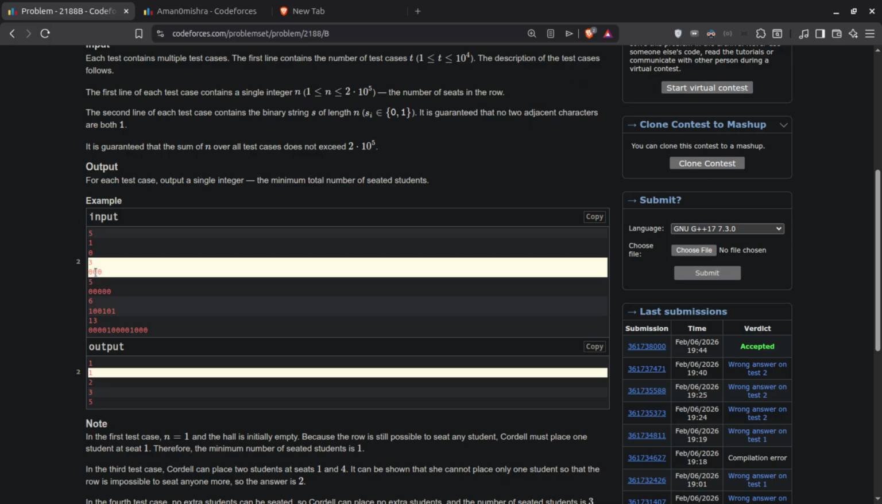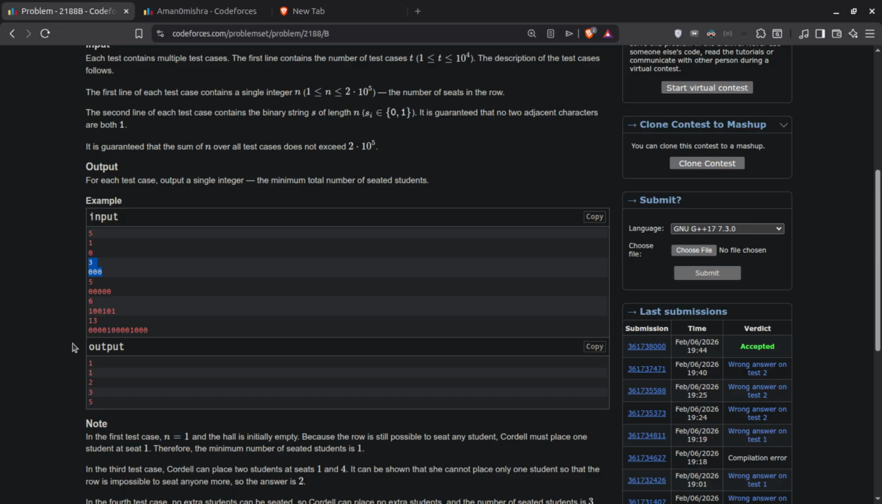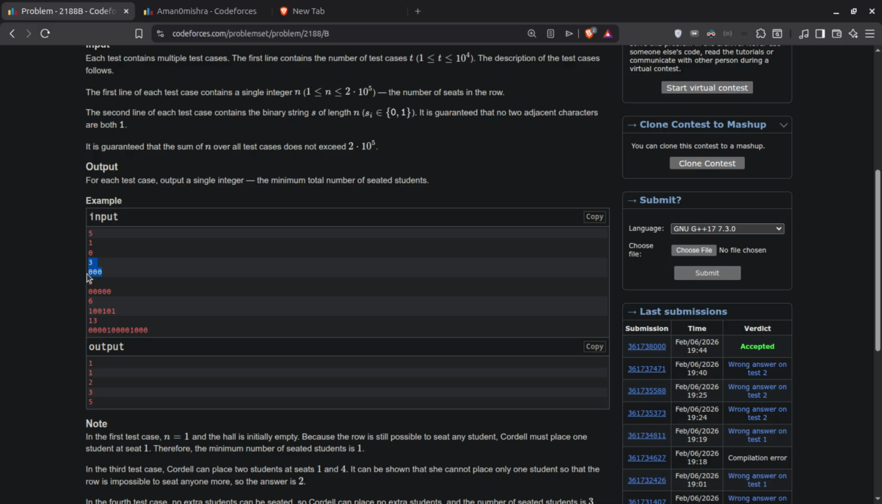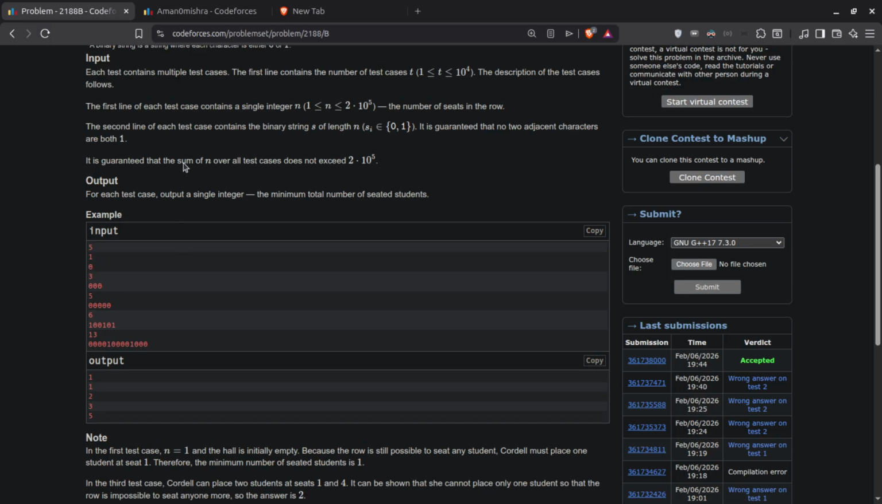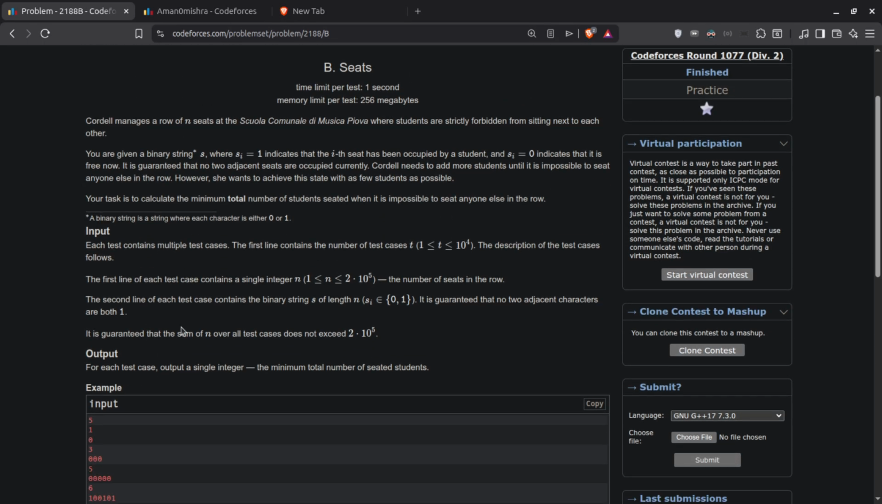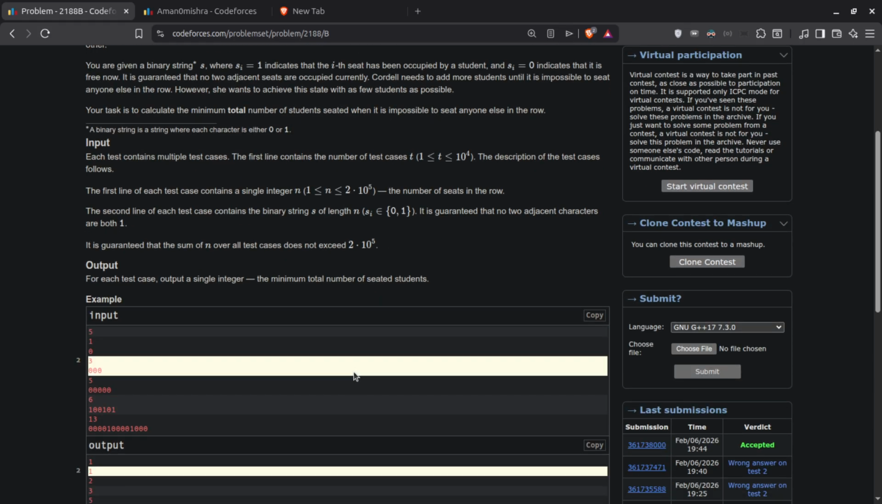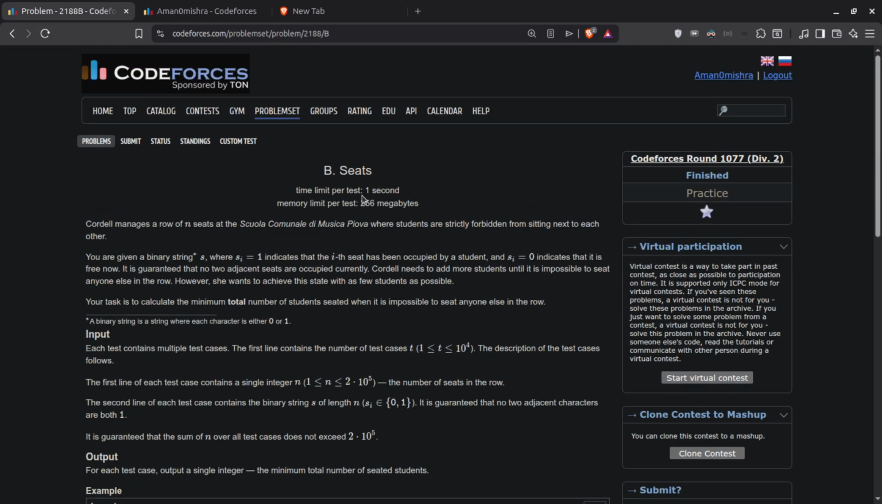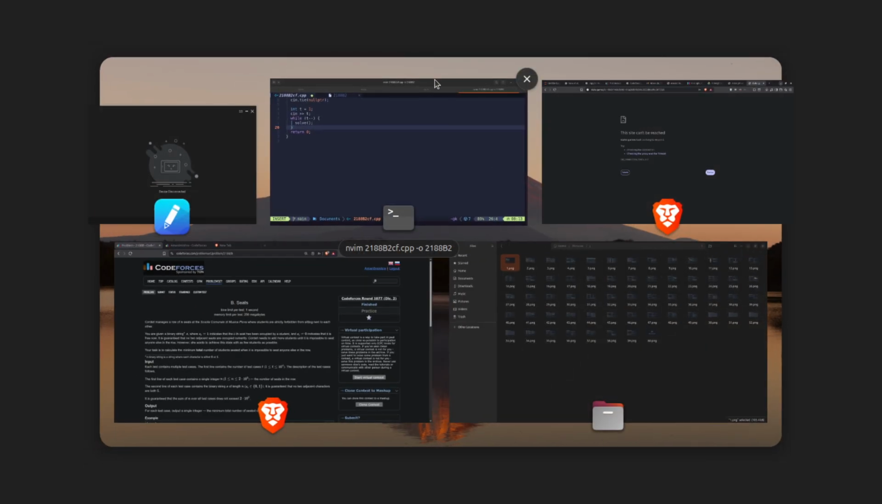So the answer would be 1, as you can see, the student in the middle and not on the left or right side of the column. We have to output for each test case the minimum total number of seats for students in the given row. So how are we going to achieve this? Let me write out the code.